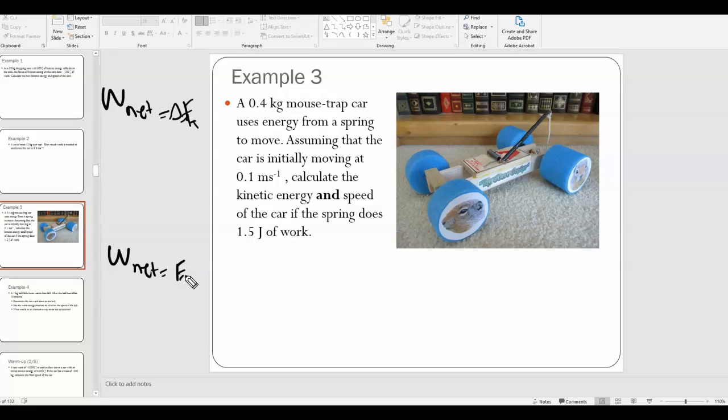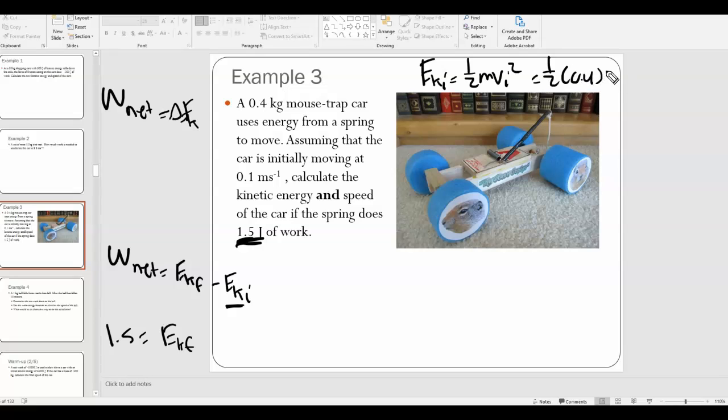So that's going to be EK final minus EK initial. Now the problem with this form is I'm looking for EK final. I'm given the work is 1.5. I want EK final, but the problem is I don't have EK initial. However, I can calculate EK initial because that would just be 1/2 m vi squared, and I have all of the values to do that. Okay, so I've got the mass, I've got VI, which is 0.1 meters per second.